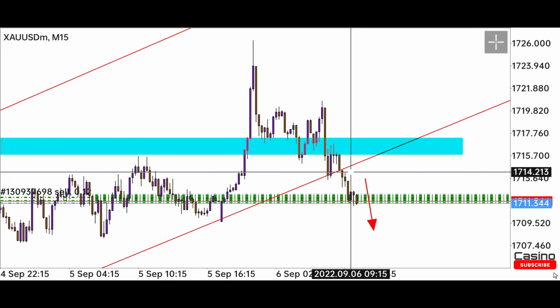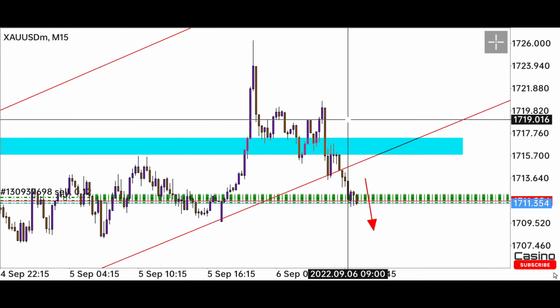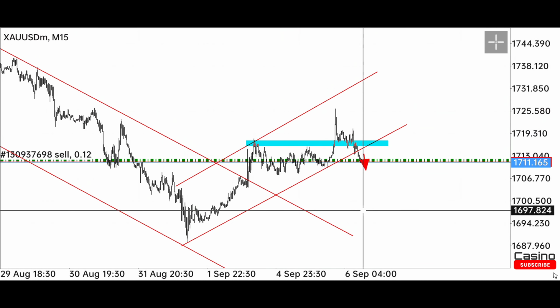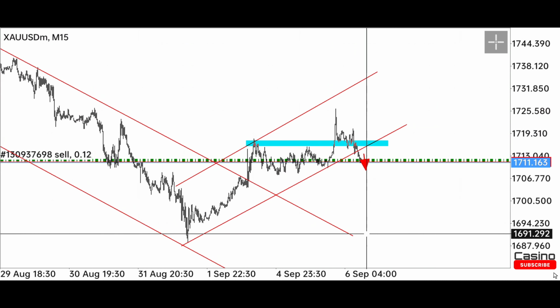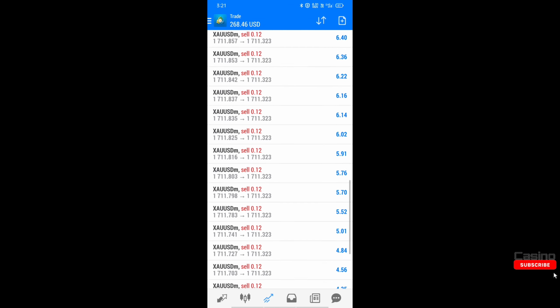The stop loss for all these trades will be 78 pips above. If the market reverses again, our account will be blown. And my target point would be where the last low of the market was, which is 199 pips away from the trade, because the market can make a double bottom here. I have come to profit from loss. My profit is running at $287. We'll try to grow from it.